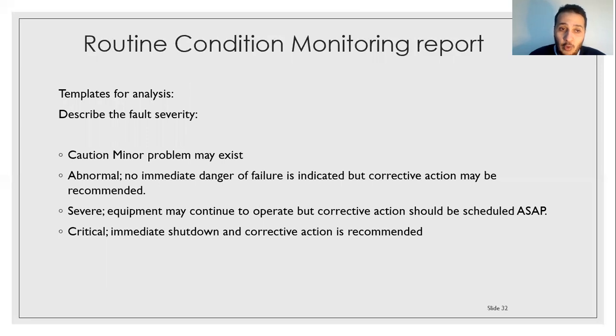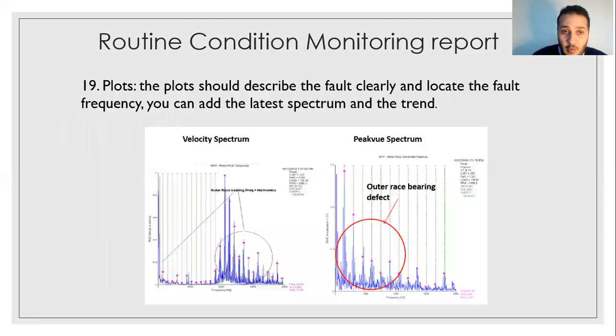Caution, like we talked about in the legend, means a minor problem, abnormal, no immediate danger of failure is indicated, but corrective action may be recommended. Severe: equipment may continue to operate, but corrective action should be scheduled. Or critical: immediate action should be done, with an immediate shutdown. We should stop the machine and do an action at the moment.